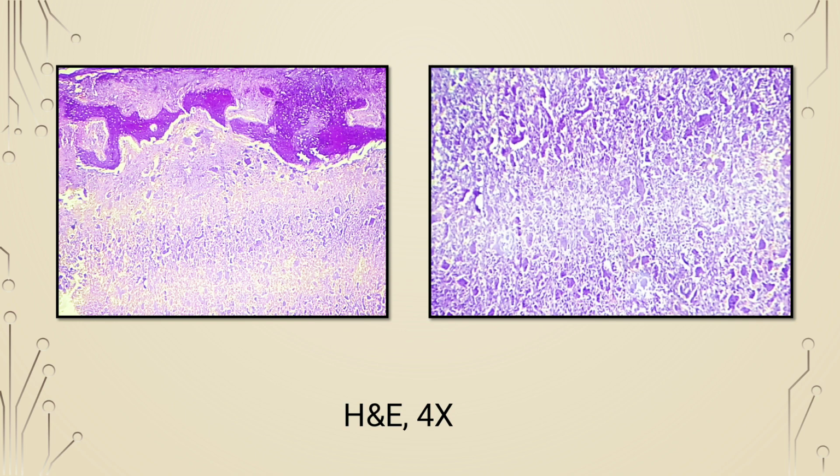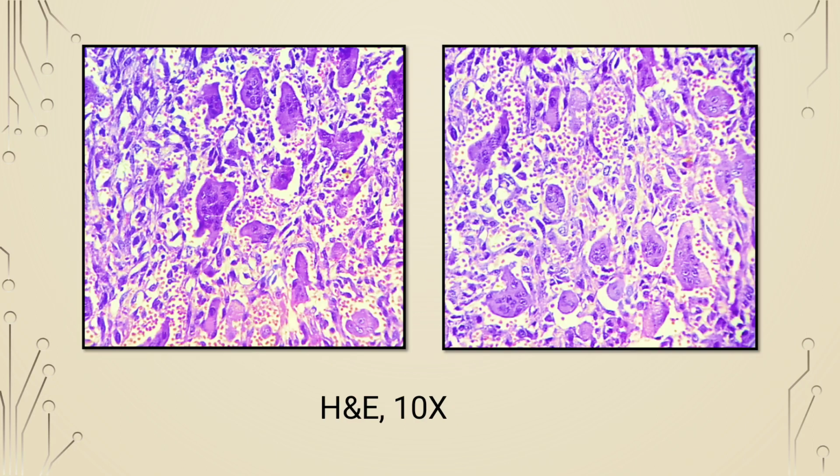Coming to the microscopy. This is the scanner view. In the first image, on this photomicrograph, there are bony trabeculae, beneath which we can see sheets of cells having uniformly spread giant cells along with some mononuclear cells. In the second photomicrograph we can see sheets of giant cells along with mononuclear cells. This is a low power image.